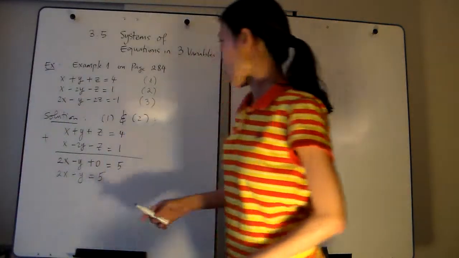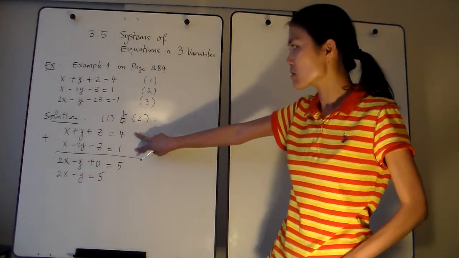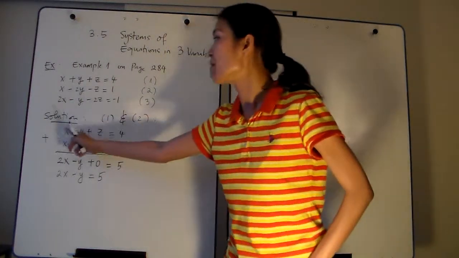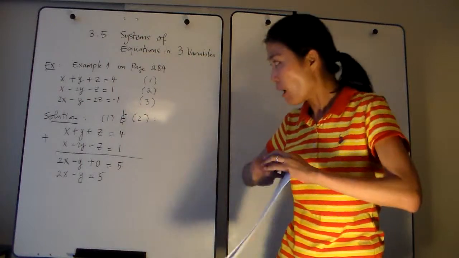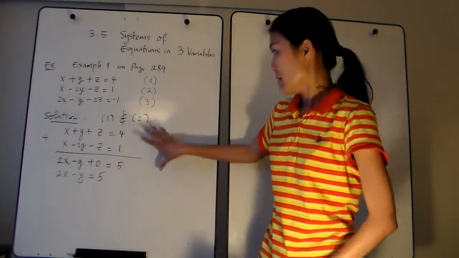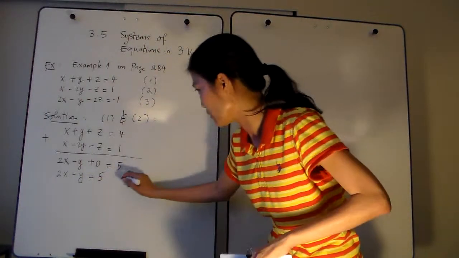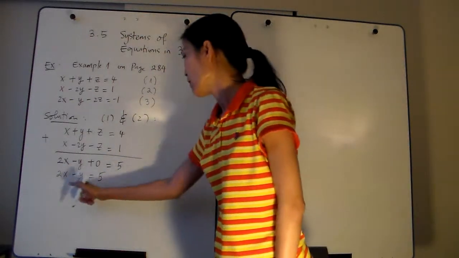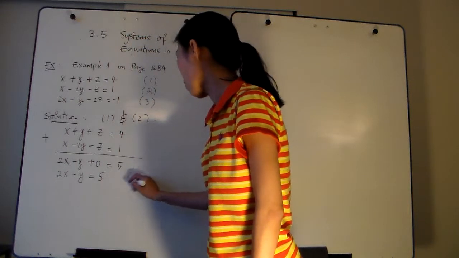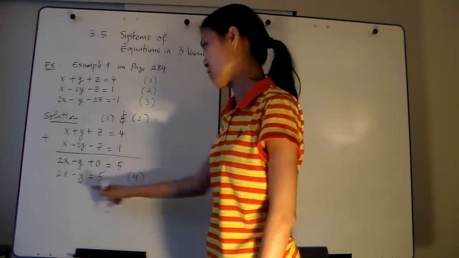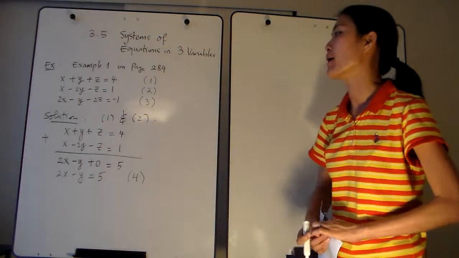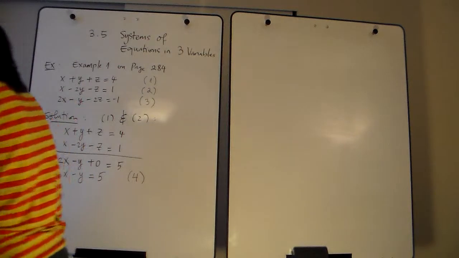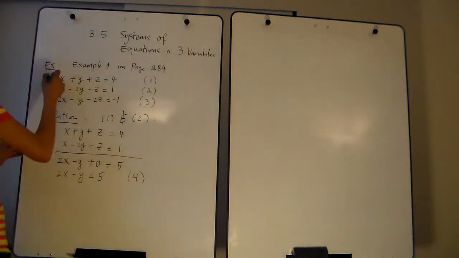Do you see that? We start off with two equations with three variables, x, y, z. I combine them and make it become this equation right here, which has only two variables, x and y. Okay, you can call it equation 4 if you want, to reference this equation, 2x minus y equals 5. Now, so far we just added the first two equations.